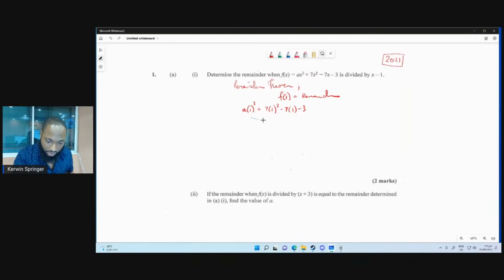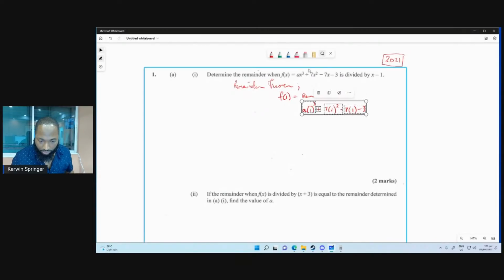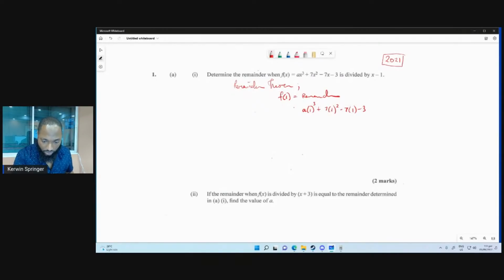Let me just put this on the next piece here. This is really the remainder. Determine the remainder. So what this is giving me is something in terms of a plus 7 minus a minus 3. This is a minus 3. All right. So the remainder is an algebraic statement: a minus 3. Are y'all with me on that so far?